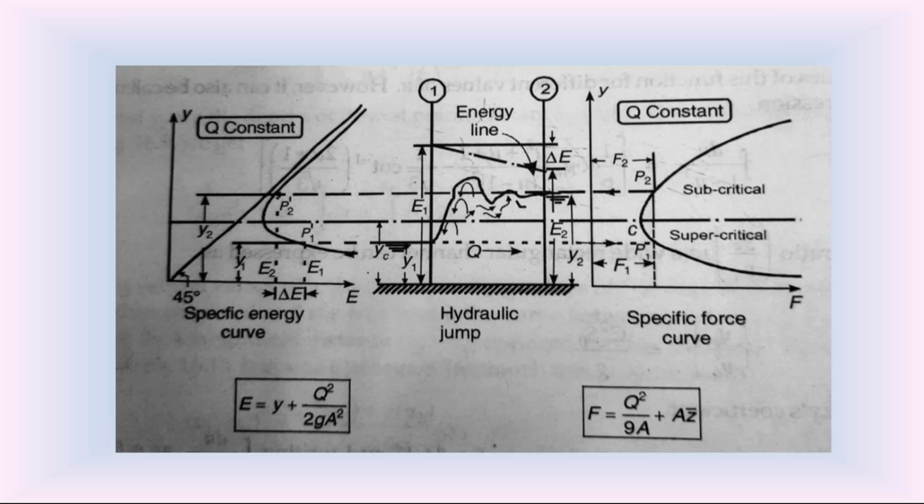When the supercritical condition changes to subcritical condition, there is a formation of hydraulic jump. Then we discussed Newton's second law for this hydraulic jump. By using that, the specific force in hydraulic jump, F, is equal to q square by gA plus A z bar. We discussed this specific force graph. This graph in this diagram is according to this equation. The specific force F is equal to Q square by gA plus A z bar. This is called the specific force curve.